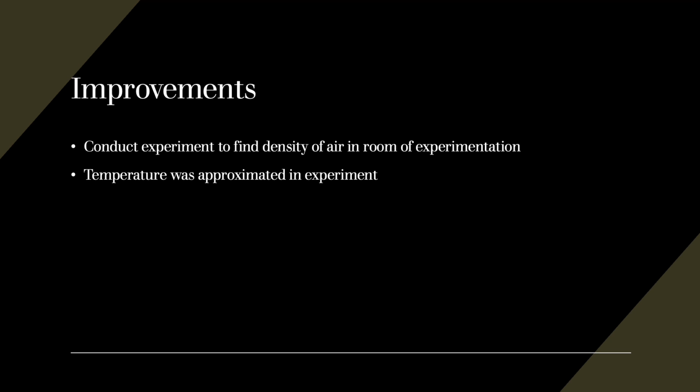So, if I was to suggest an improvement for this experiment, it would actually be to conduct another one prior to this to find the density of air in different rooms and the ideal one for this experiment. The temperature was approximated, as we discussed, with 20 degrees Celsius as our ambient temperature of the room, but finding the exact temperature of the room and then being able to find the density of air due to temperature would have made our values much more exact.